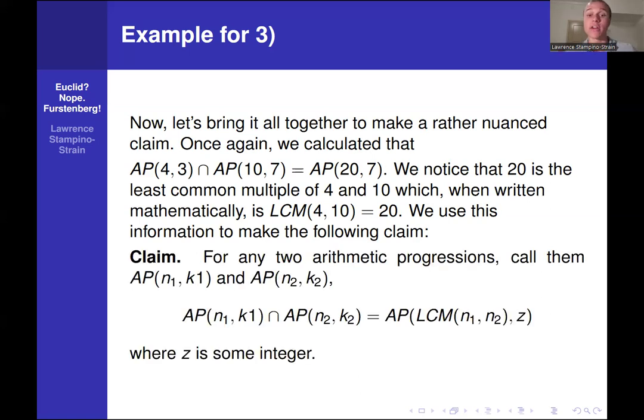So for any two arithmetic progressions, I'll call them AP(n1,k1) and AP(n2,k2), the intersection of these two arithmetic progressions is equal to the arithmetic progression of the least common multiple of n1 and n2, and z, where z is some integer. We're not really sure what this integer is, but we can make this claim, and we know that z is some integer, and we know that our modulus in the first slot is the least common multiple of n1 and n2.